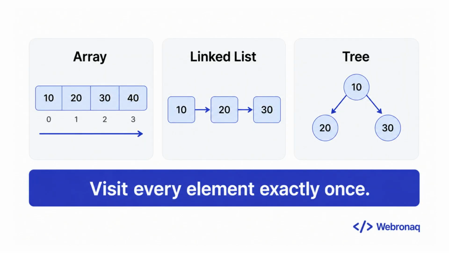All right, let's bring it all together. We covered 3 structures throughout this video: arrays, linked lists, and trees. Each one stores data differently, and each one asks you to move through it differently. But here is the rule that ties them all together. Traversal always means visiting every element exactly once. That is it. Whether you are stepping through array indices, following arrows in a linked list, or branching through a tree, the goal never changes.